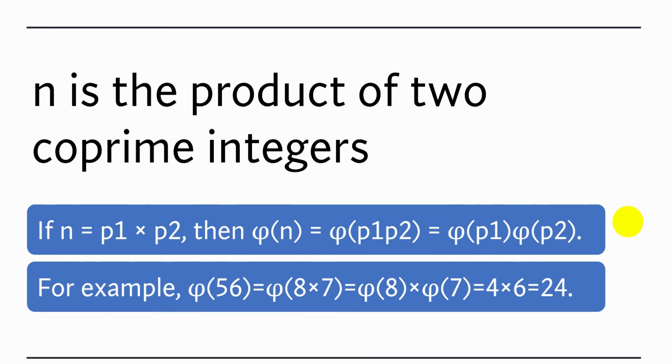Next, when n is the product of two coprime integers. If n equals p1 times p2, then phi(n) equals phi(p1 times p2), which equals phi(p1) times phi(p2). For example, phi(56) equals phi(8 times 7), which equals phi(8) times phi(7), which equals 4 times 6, which is 24. Because 8 and 7 are coprime, we can turn 56 into 8 and 7. So phi(56) equals phi(8) times phi(7).